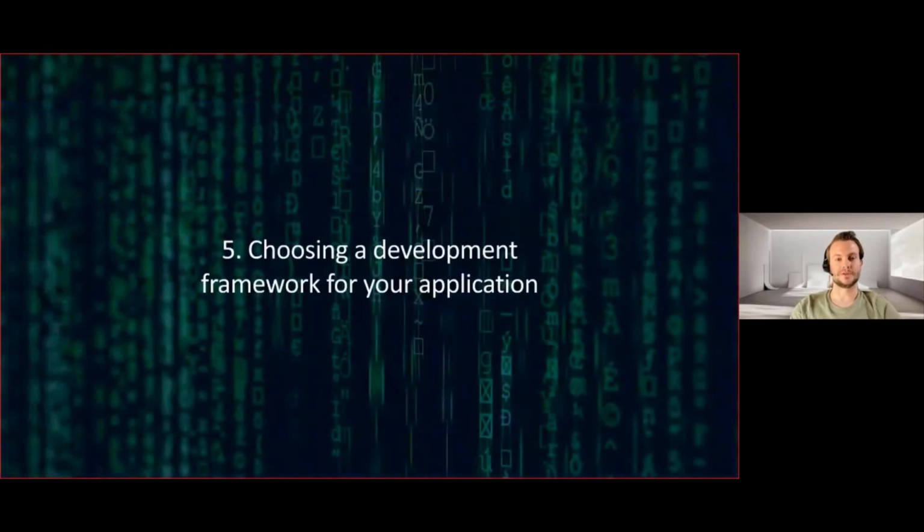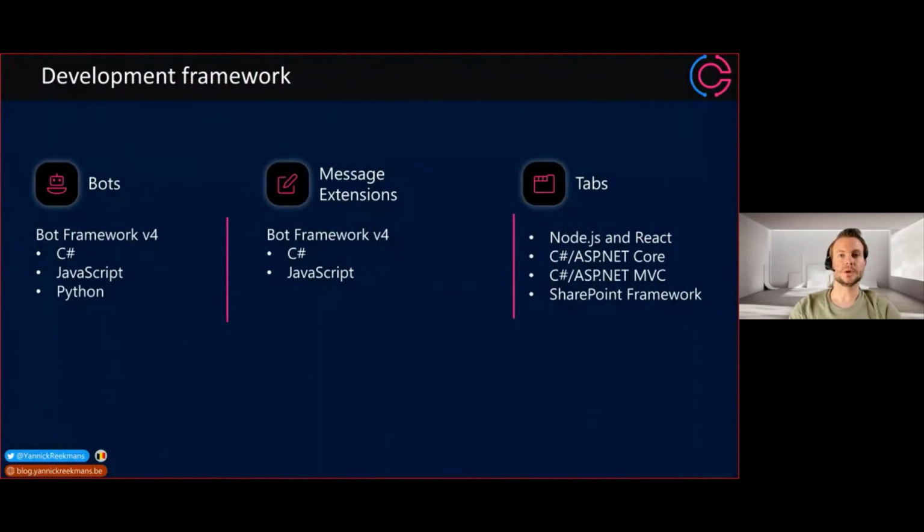Now you're starting development. You have to choose a development framework for your application. Depending on the functionality, you've got some choices. So if you want to build a bot, you probably want to use the Bot Framework v4. Bot Framework v4 makes it very easy for you to interact with the Teams application itself. It makes sure that your bot is Teams aware, knows about the context information, knows who is logged in and who is using the bot, who's interacting with it, who the other people in the conversation are, in which team the bot is installed, and things like that.